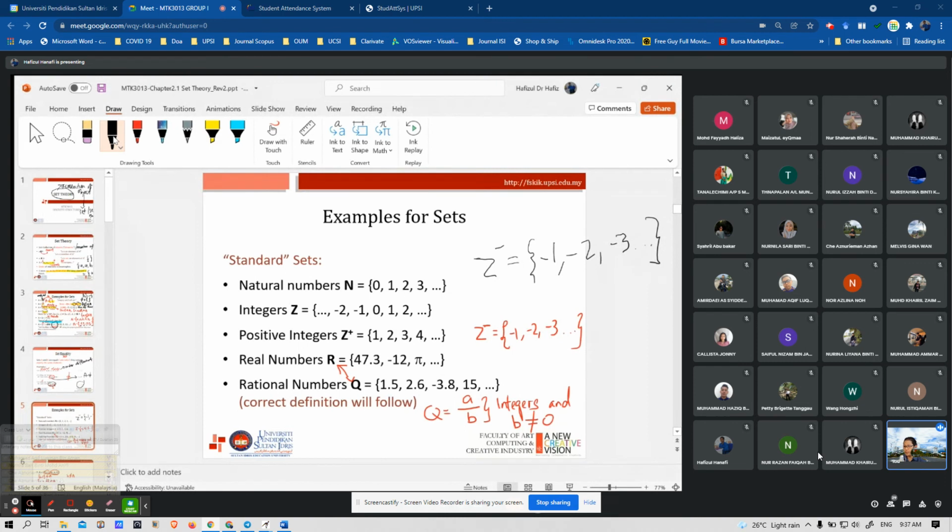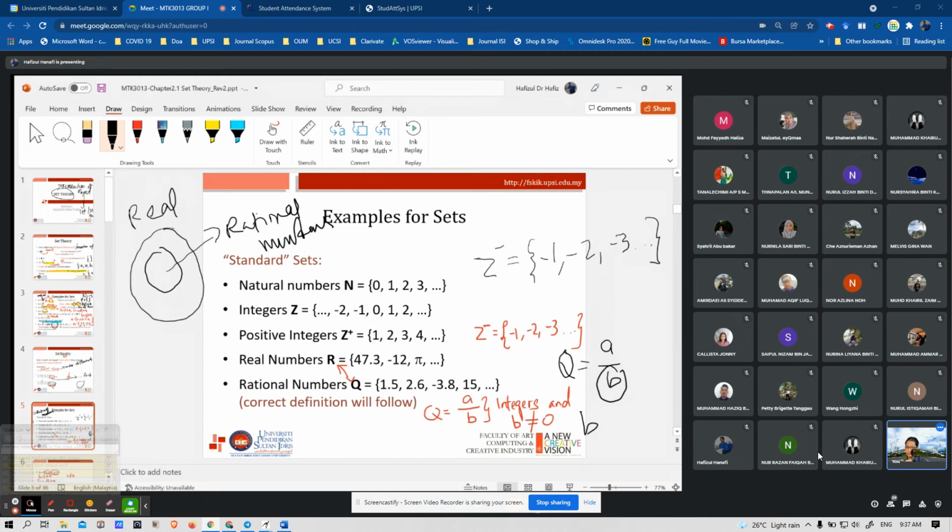Here, if you want to show the subset, this one is real, and the rational numbers are here. After this, we will look at the examples. For example, Q is a rational number, A divided by B, where B must not equal zero. This one is the denominator.